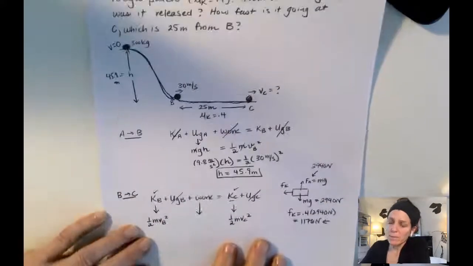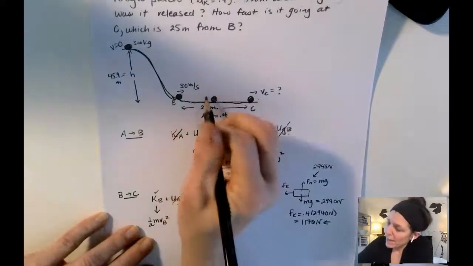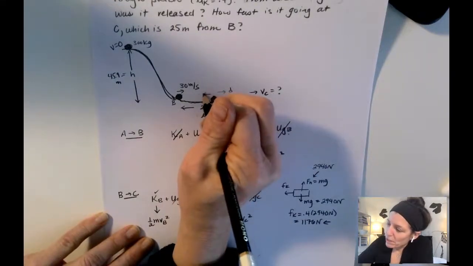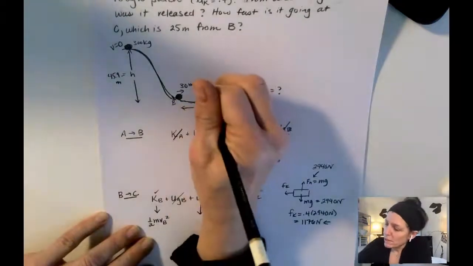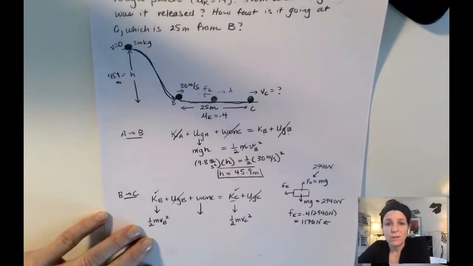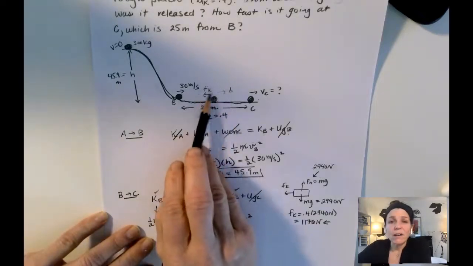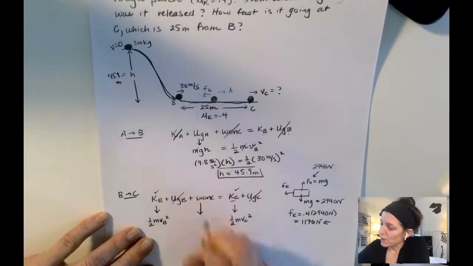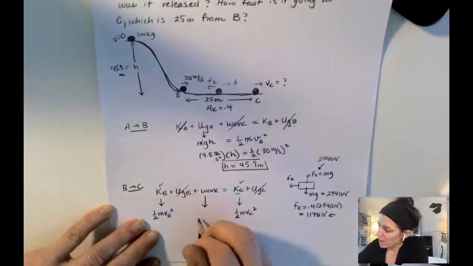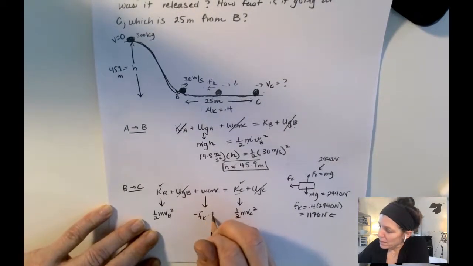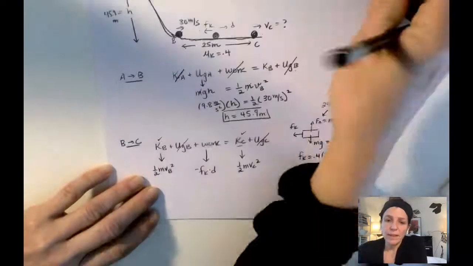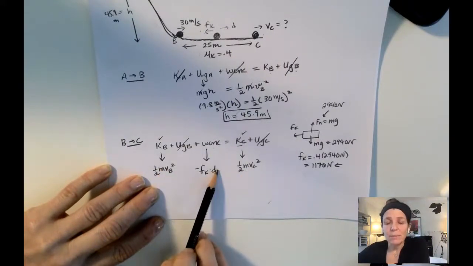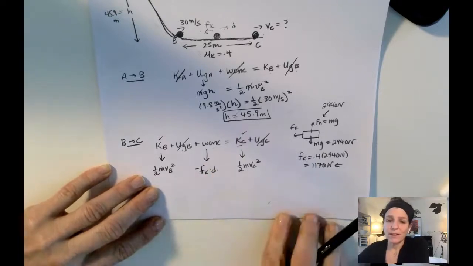Okay, so let's come back to our picture. While the ball is rolling, the displacement is 25 meters in that direction, but the friction is about 1,176 newtons in that direction. Because the force and the distance are in opposite directions, there's negative work. So the work is going to be negative, Fk times the distance. And that makes sense because the kinetic energy at C is less than the kinetic energy at B, meaning there had to be a loss of energy through work which transferred into thermal energy.